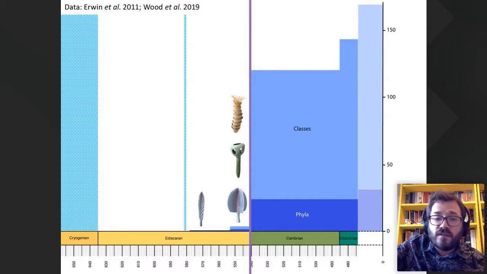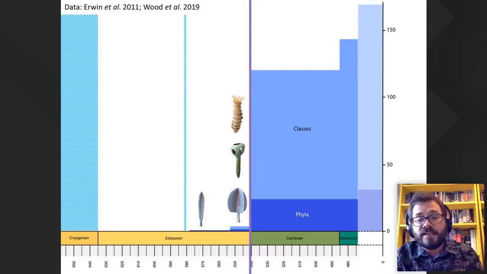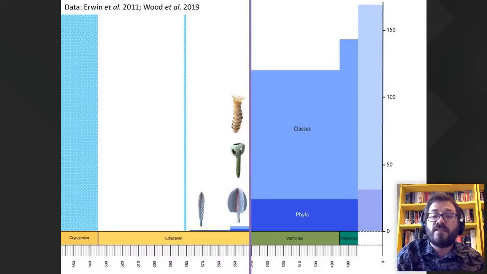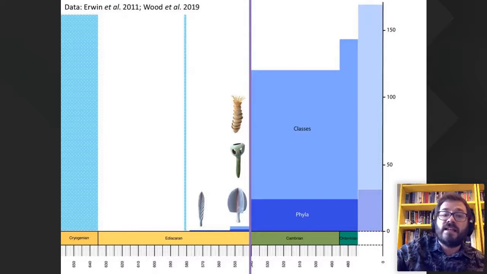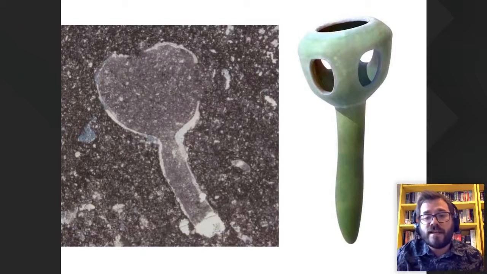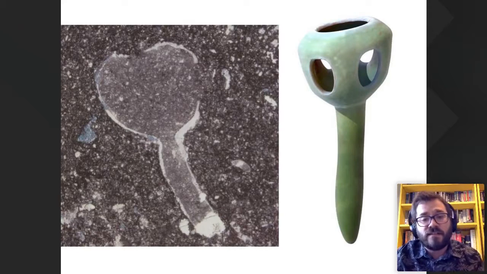But again, the two creatures that I introduced you to briefly at the start, Namacalathus and Cloudina, they are responsible in part for this little jump in the graph where we're seeing more diversity of organisms because we get the first things that are building skeletons. So here is a Namacalathus. They would have been just a few centimeters at the most in length.